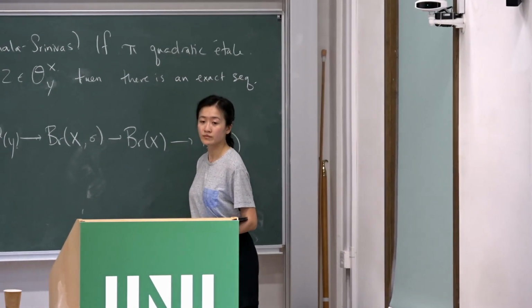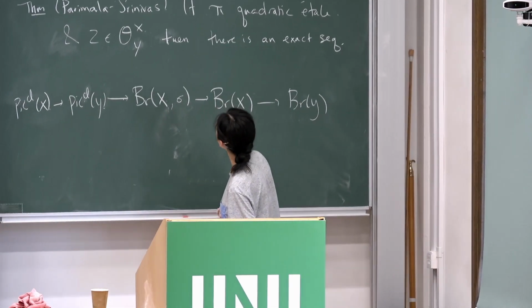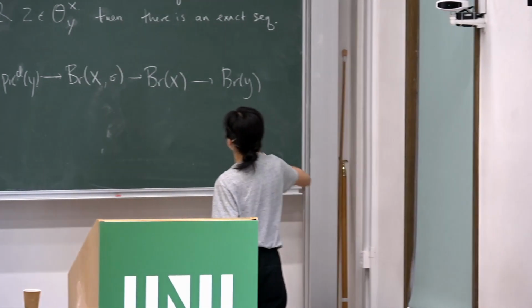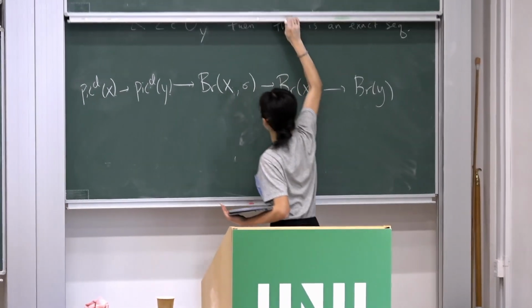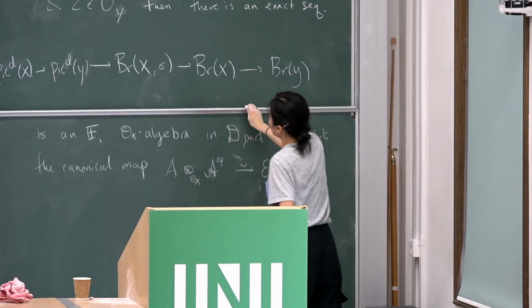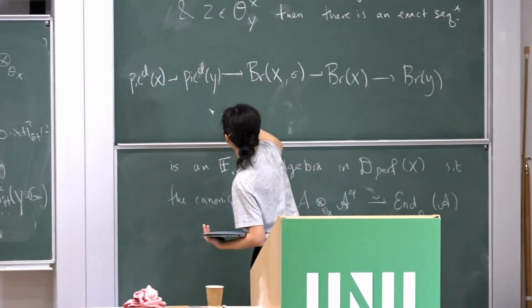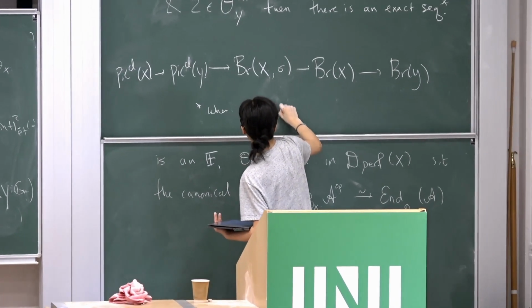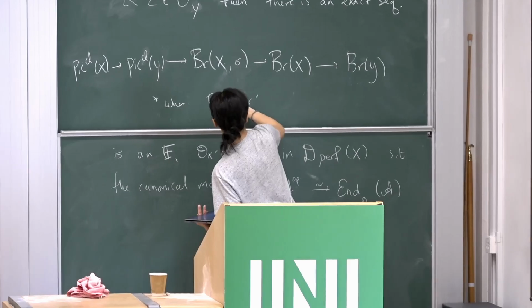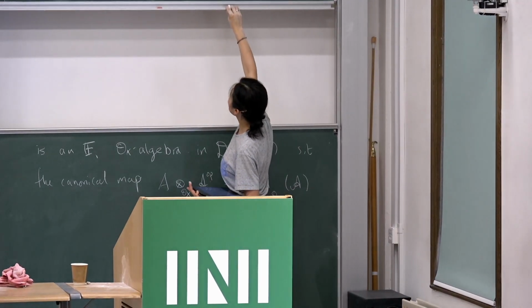Move the board up, please. Sorry? Oh, yeah. Okay. And really, this is true when Brauer is equal to Brauer prime for X. But I'm not going to worry about that. So up to here.